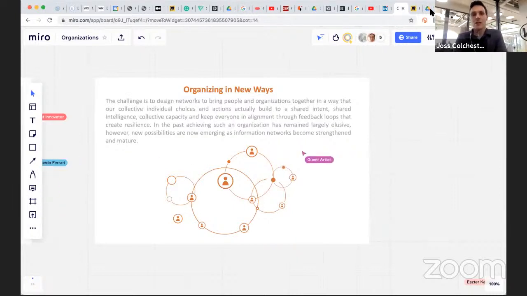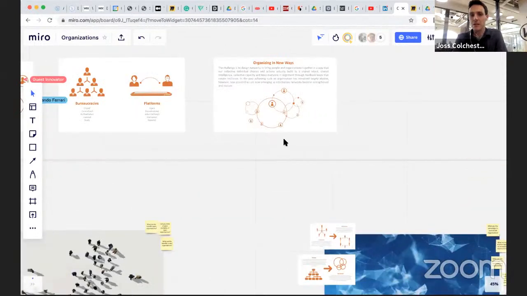But the challenge, of course, is to design networks that bring people and organizations together in new ways so that our collective and individual choices and actions actually build to a shared intent, shared intelligence, collective capacity, and keep everyone aligned within feedback loops that create resilience. This is part of the challenge. How do we actually develop organizations like that? In the past, achieving such an organization has remained largely elusive. However, new possibilities are now emerging as information networks become strengthened and matured. So this is what we're talking about, these decentralized organizations.